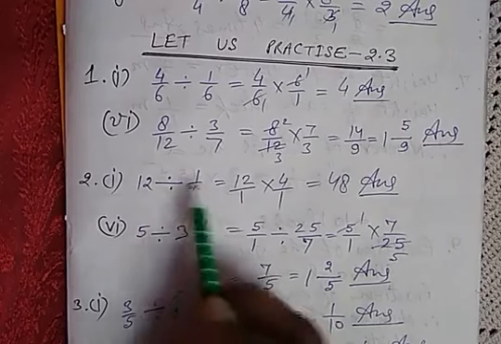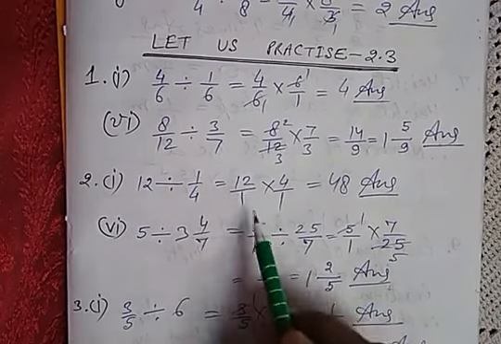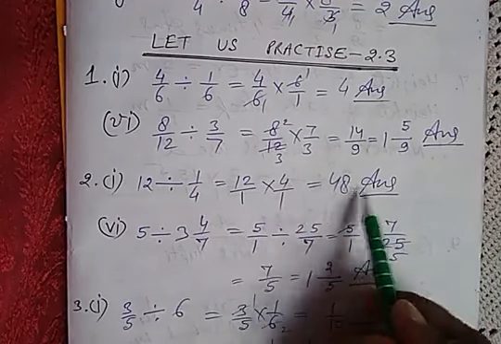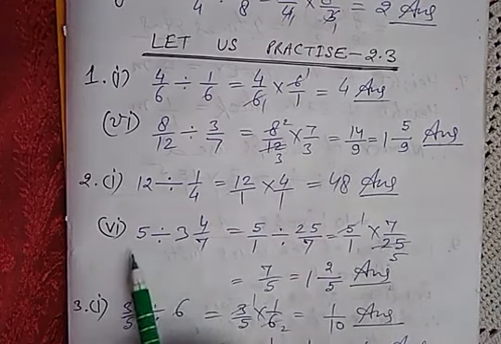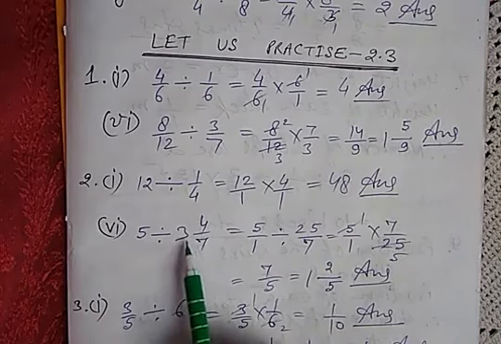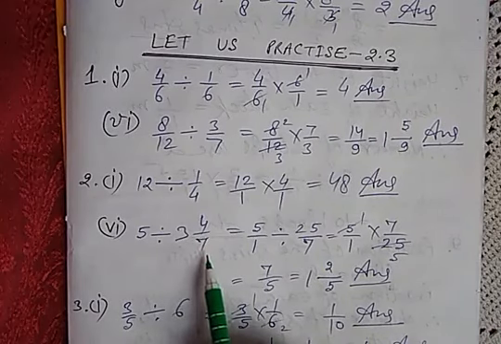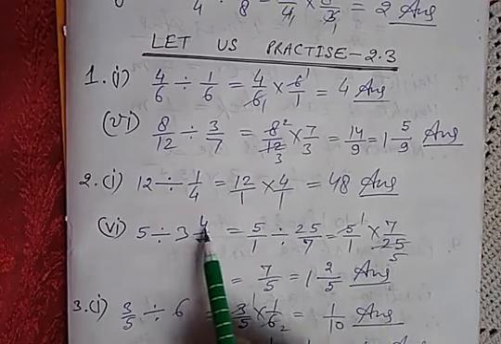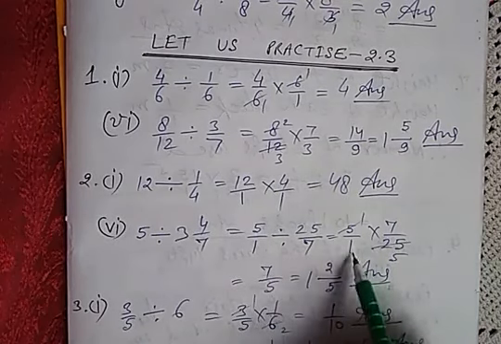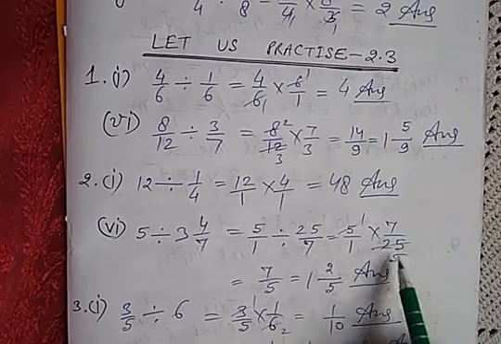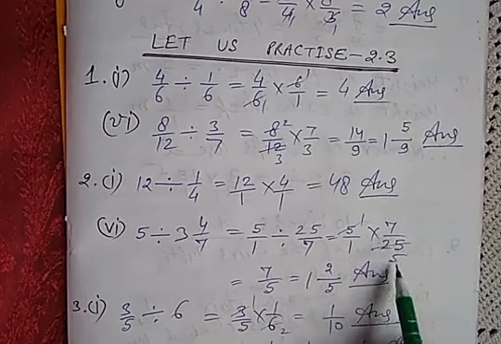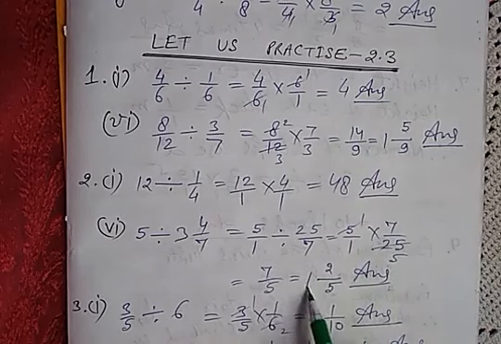In this question, we have to solve this. It is equal to 12 upon 1 into 4 upon 1. 12 fours are 48. This is the answer. Now, sixth part is 5 divided by 3 whole 4 upon 7, which is equal to 5 by 1 divided by 7 threes are 21 plus 4, 25 by 7, which is equal to 5 upon 1 into 7 upon 25. Dividing by 5, 5 ones are 5, 5 fives are 25, 7 upon 5 is equal to 1 whole 2 upon 5.